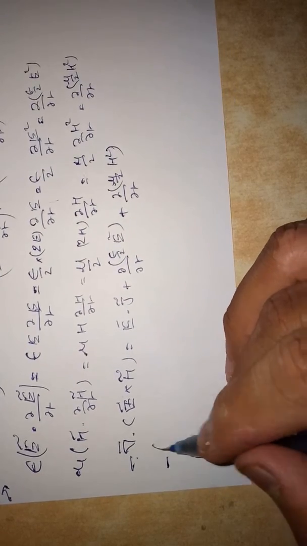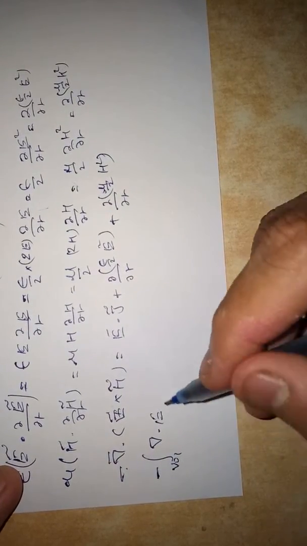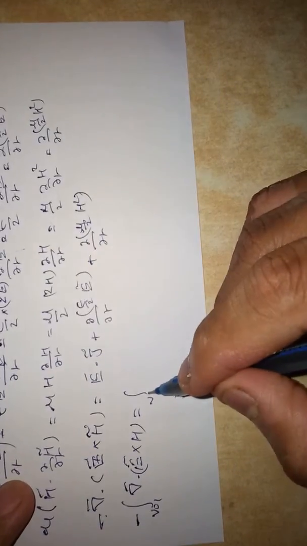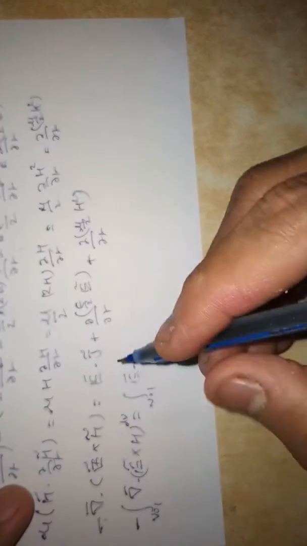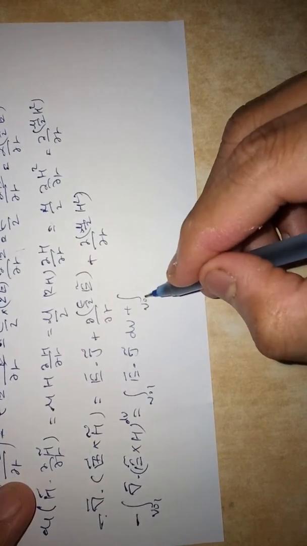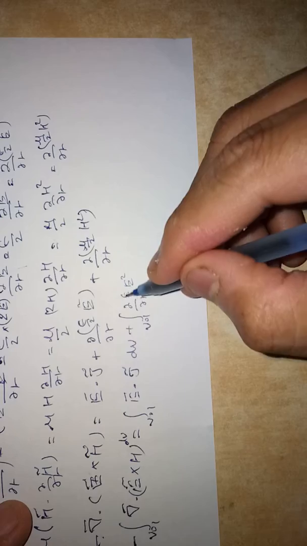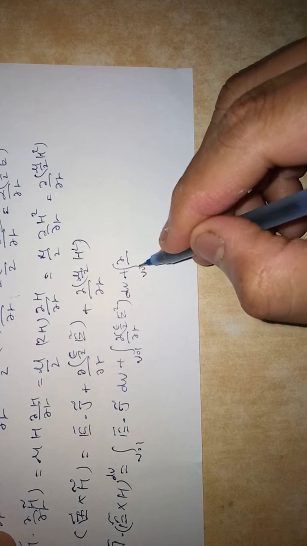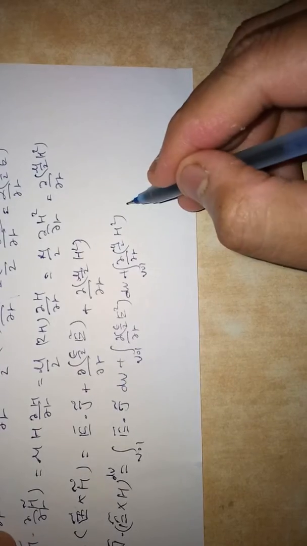So it will be minus volume integration of del dot (E cross H) equals volume integration of E dot J dV, plus volume integration of del by del t of (epsilon by 2) E square dV, plus volume integration of del by del t of (mu by 2) H square dV.